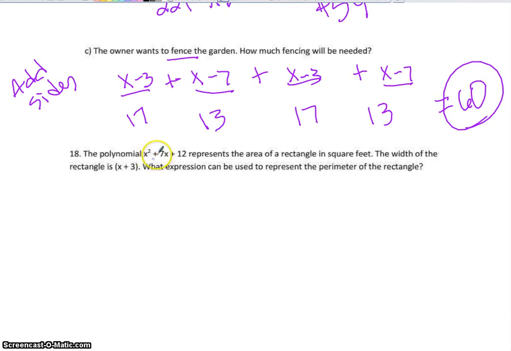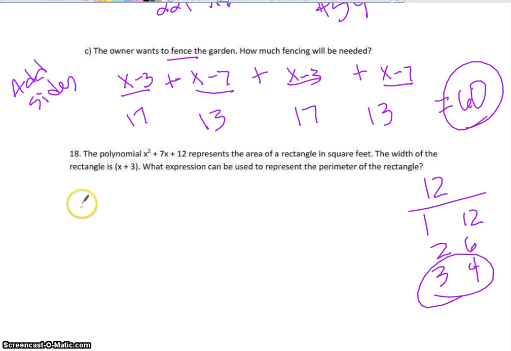Once again, they gave us a trinomial. We know we're going to factor it because that's what we're doing in this unit. 1 and 12, 2 and 6, 3 and 4. Signs are the same. They're all positive. They got to equal 7. So it's actually x plus 3 and x plus 4. They told me that the width is x plus 3, so I know the length must be x plus 4.